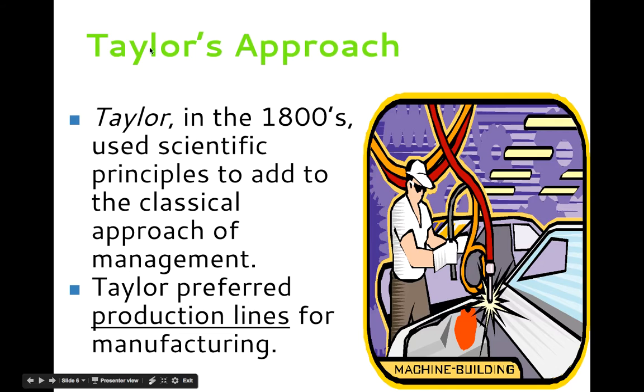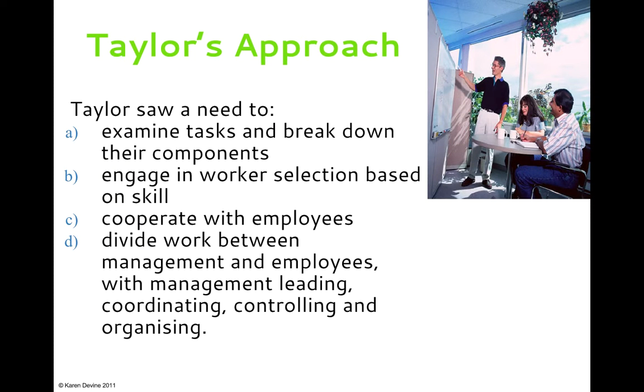Taylor's approach is quite different. Now, Taylor was around in the 1800s, so we're looking around the Industrial Revolution period, and this is a very classical approach. We are looking at production lines, so specific tasks, and those tasks would be repeated by certain employees. So, Taylor saw the need to examine tasks and break down their components. Engage workers in selection based, so they are working in the area where their skills are most developed.